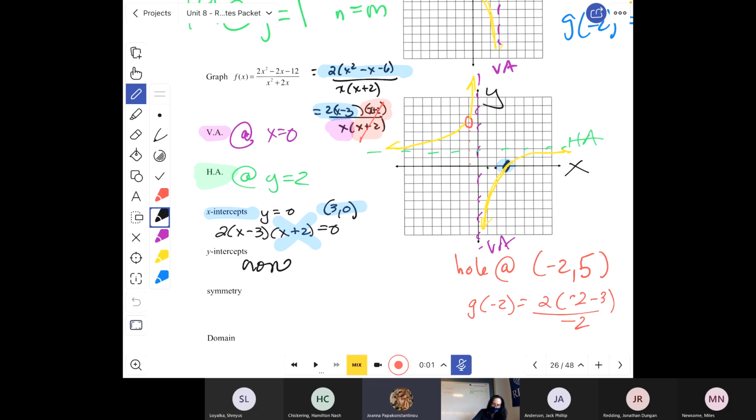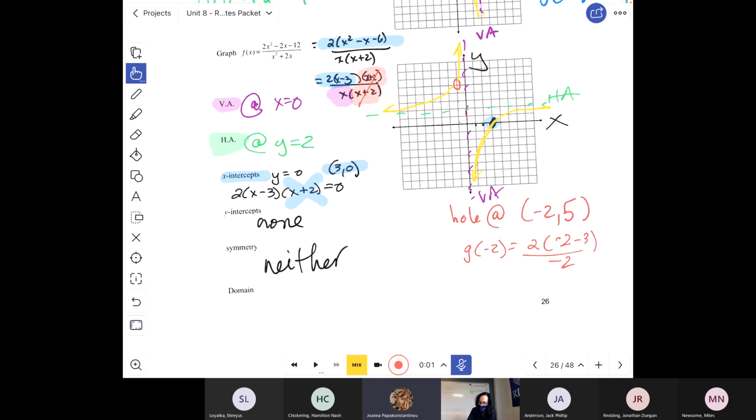Is it even, odd, or neither? Neither. One of the branches of this has a hole in it. The other one does not. So they can't be symmetric, right? Well, unless there's two holes and they're symmetrically placed.